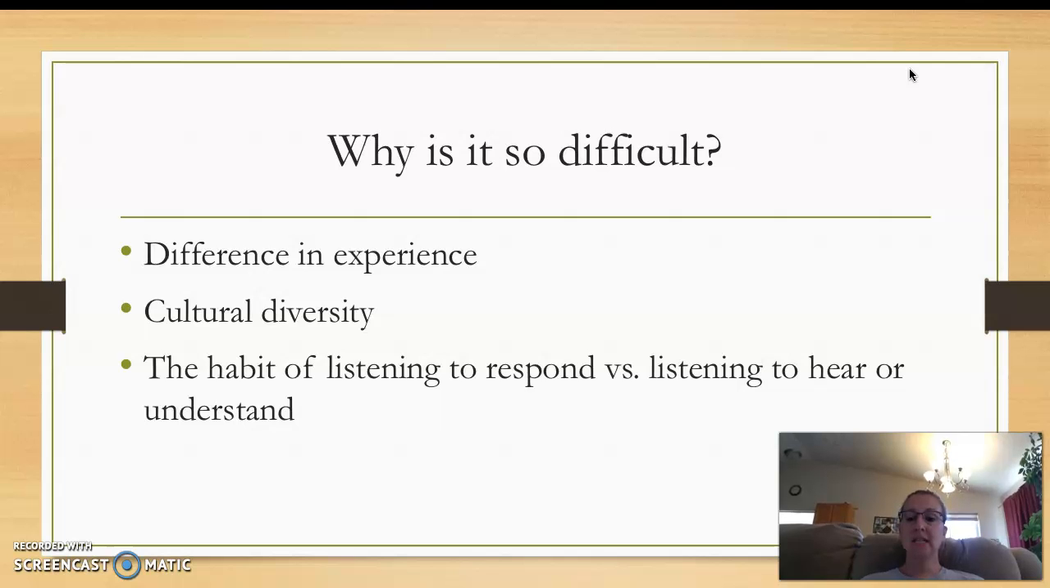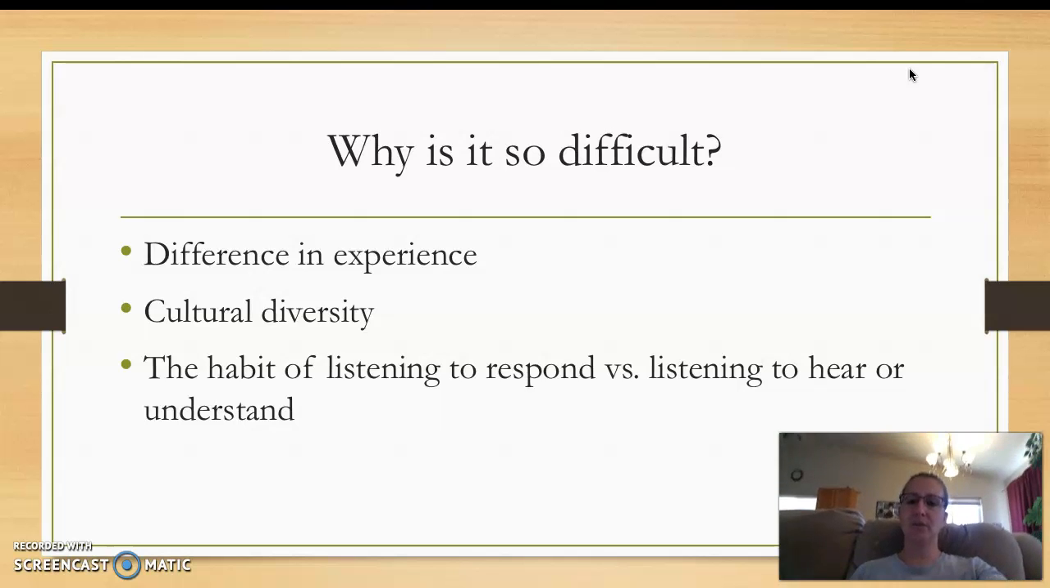The next thing to look at is, why is this so difficult in a college setting? Some of the reasons can include difference in experience. I personally come from a homeschooled background, so my experience is different from a coworker who was educated in a public school setting entirely. Also, what colleges we each came from and their cultures play into it.